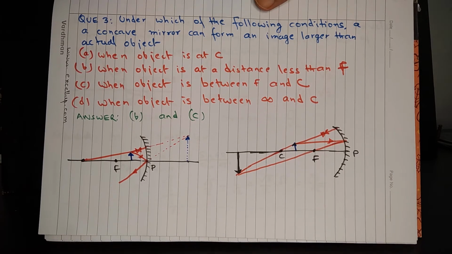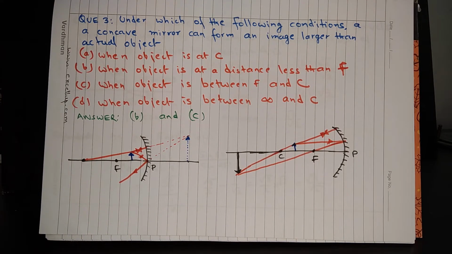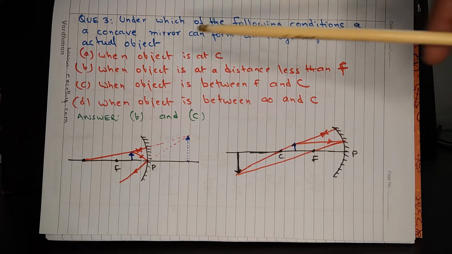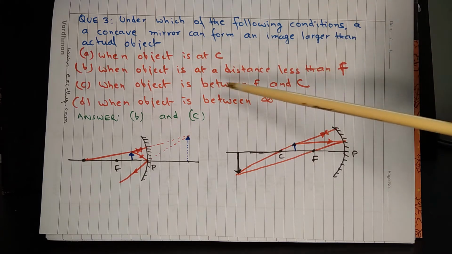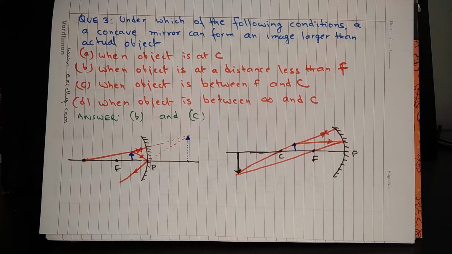Question 3. Under which of the following conditions a concave mirror can form an image larger than actual object? A. When object is at C. B. When object is at a distance less than F. C. When object is between F and C. And D. When object is between infinity and C. The answer is both B and C.